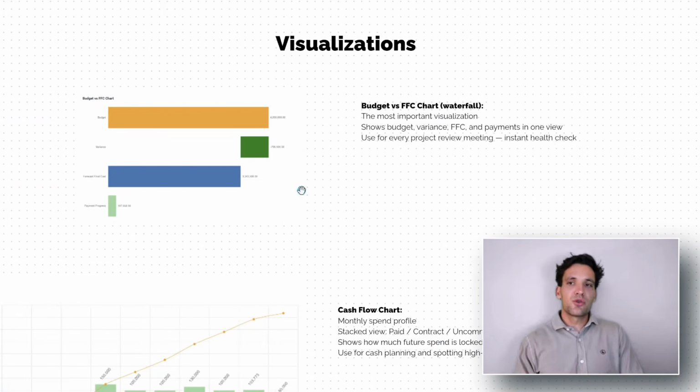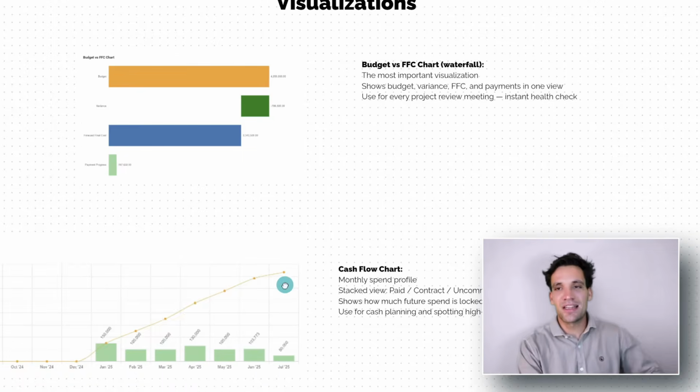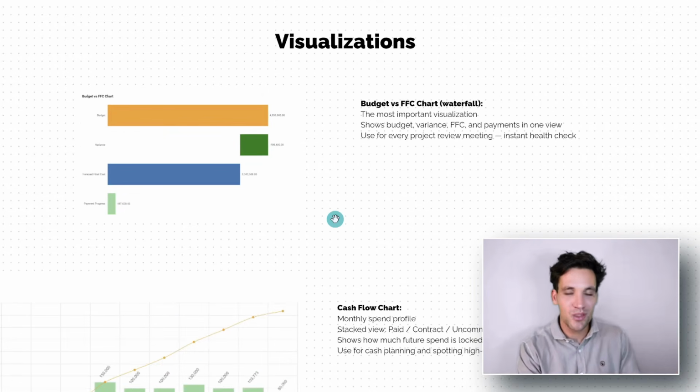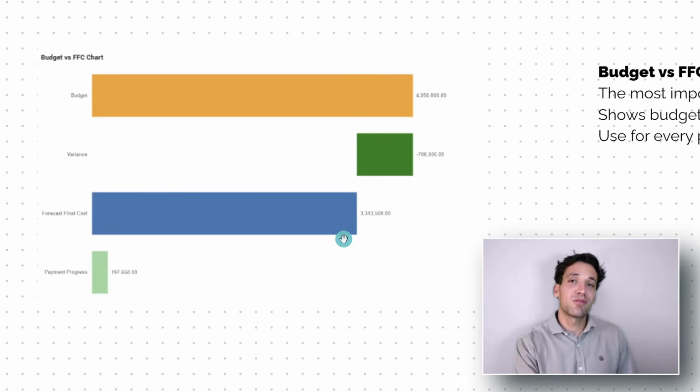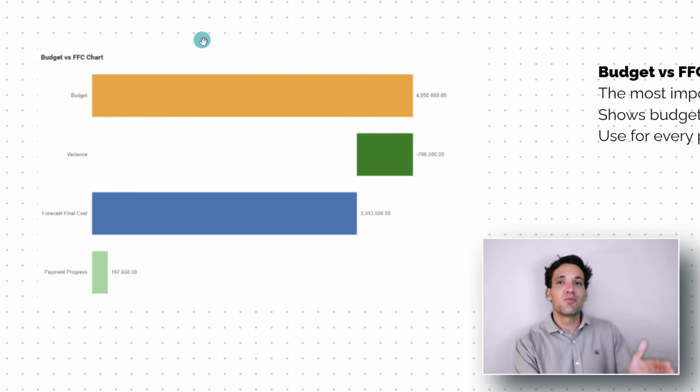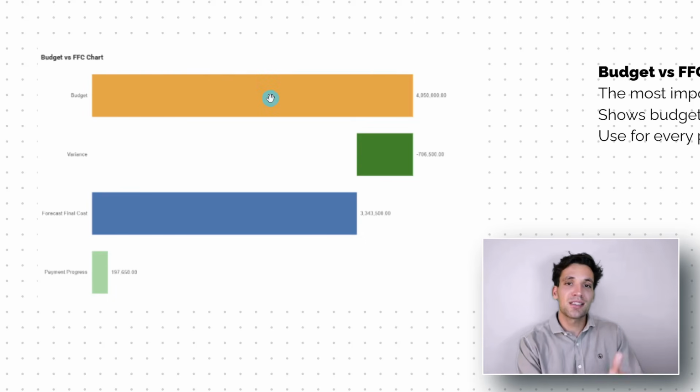So the final thing I want to talk about are some different ways that you can visualize your cash position on a project. Because again, everyone loves diagrams over long text explanation. So anything you can capture in a simple visual is going to be much more useful. So the absolute simplest one and probably the best one is a simple budget versus your forecast final cost.